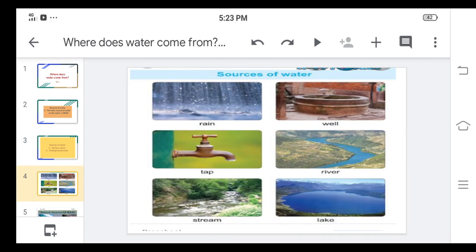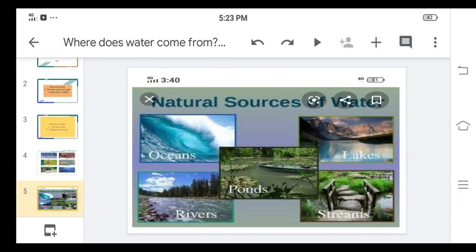Now here you can see different examples of sources of water. Rain, which is the main source of water, well, tap, river, stream, lake. These are some examples of sources of water. Now see natural sources of water: ocean, ponds, rivers, lakes, streams. Why is this called natural sources of water?